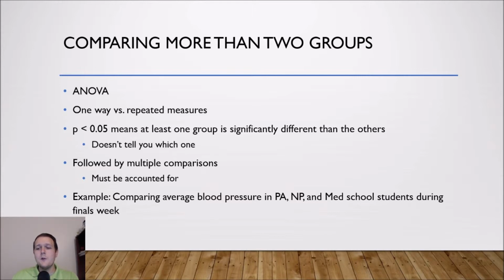Okay. So as an example, if I were to run an ANOVA, I could compare the average blood pressure of PA, nurse practitioner, and med school students during finals week to see if there's a difference among those groups, right? If I got something less than 0.05, then I would have to do pairwise comparisons: PA to nurse practitioner, PA to med school student, nurse practitioner to med school student, in order to find where the actual differences lie in terms of blood pressure during finals week. Okay.